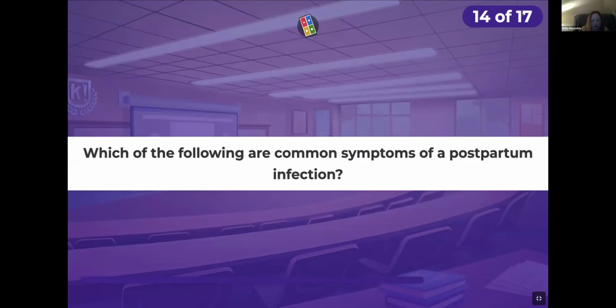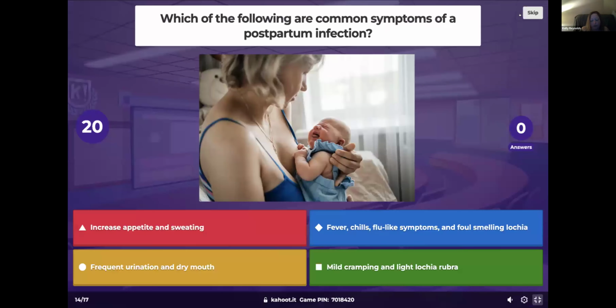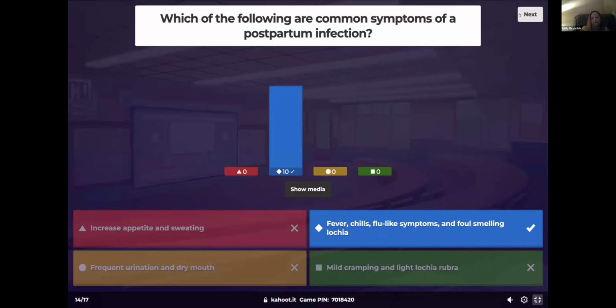Which of the following are common symptoms of a postpartum infection? Increased appetite and sweating, frequent urination and dry mouth, fever, chills, flu-like symptoms, and foul-smelling lochia, mild cramping, and light lochia rubra. I'm sorry. Good. Anything with infection, you always look for fever, chills, that kind of stuff.